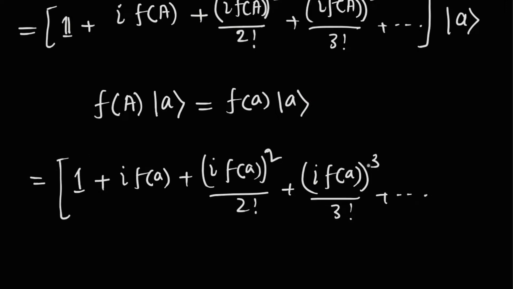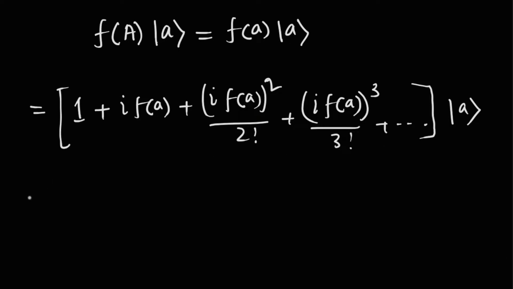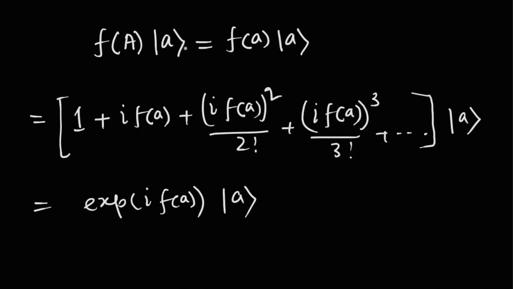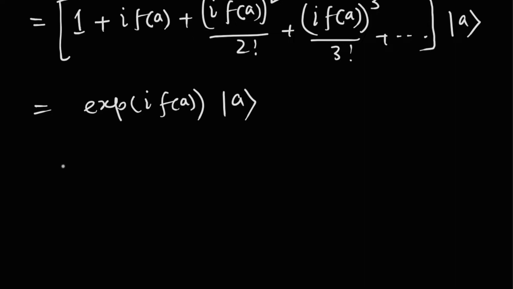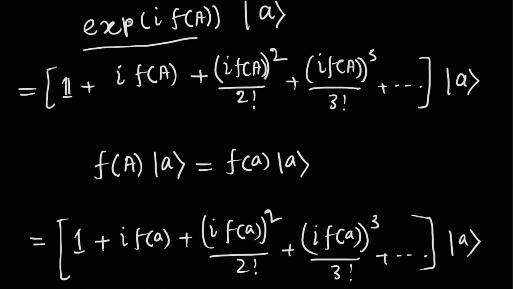From this form of the expansion, we realize that it is nothing but the exponential series of i f(a). That means the eigenvalue corresponding to the eigenket |a⟩ of the operator exponential i f(A) is exponential i f(a). Now let us express this operator in terms of bra-ket form.